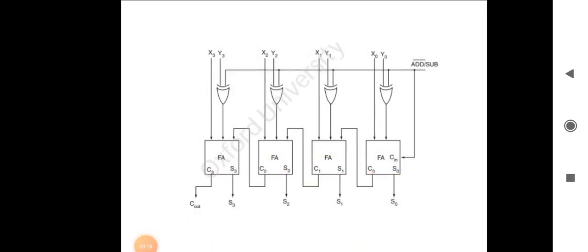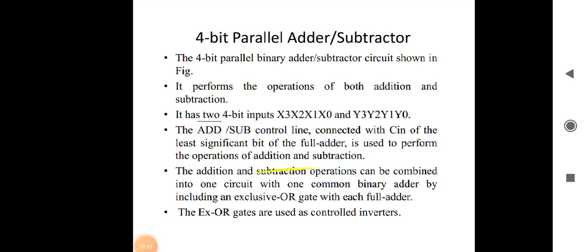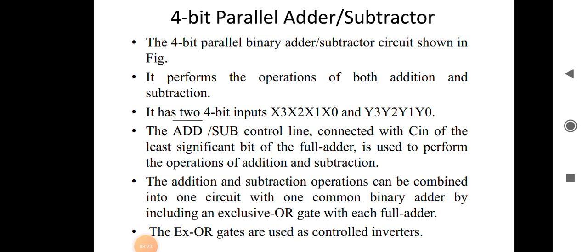The least significant bit of the full adder is used to perform addition and subtraction. The addition and subtraction operations can be combined into one circuit with one common binary adder by including an XOR gate with each full adder. By using an XOR gate with each full adder, we can perform these operations. So let us see how we can perform these operations.